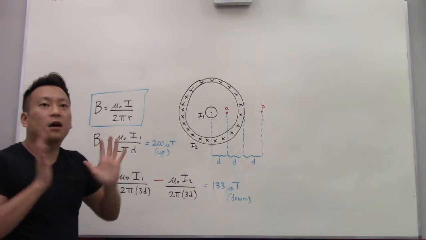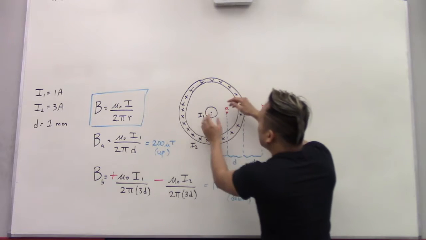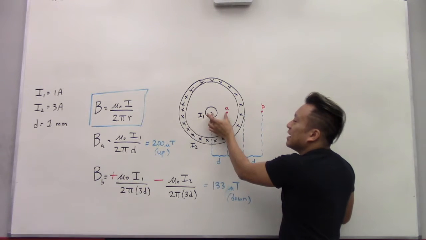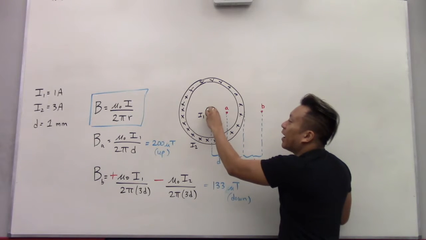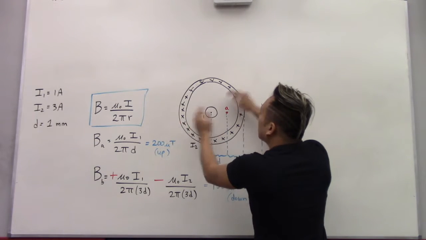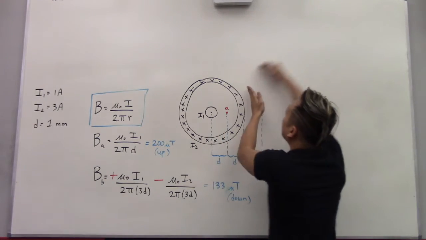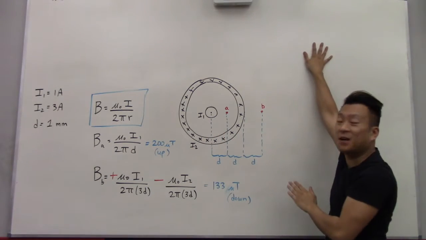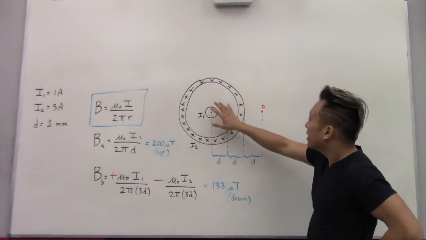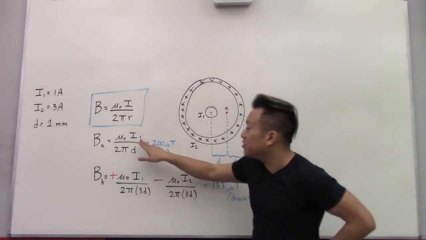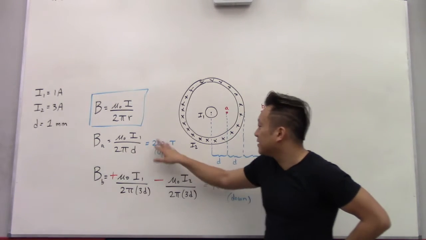And why does current 2 not contribute? Because the magnetic field is emanating from the center of this wire. From this wire, the magnetic field from current 2 is only out here. But inside that wire, the magnetic field will be 0. So that's why at point A, the contribution of the magnetic field only comes from the current 1. And so we get this.